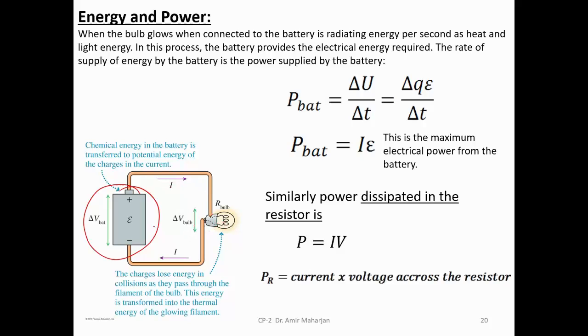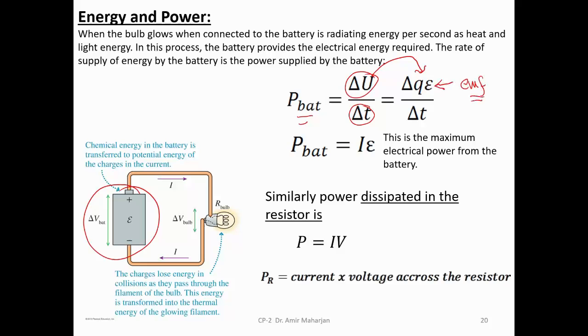So what's the battery power? Battery power is, in general, power is energy over time, delta U over delta T. Delta U is the energy. So what is energy? Energy is Q times E, where E is the voltage. It's the EMF. This is not the electric field, it's the EMF.